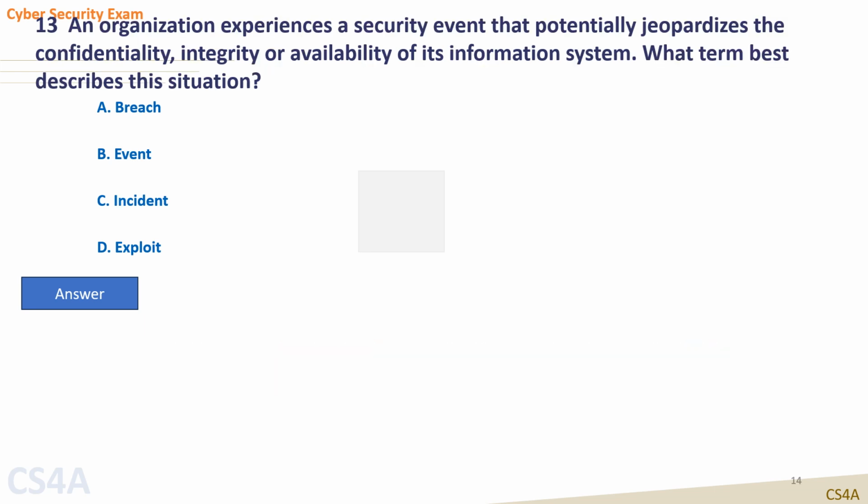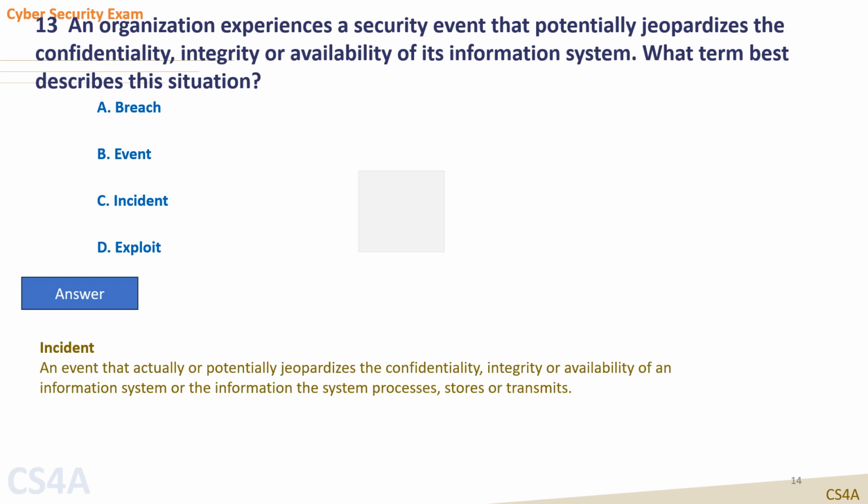So here the question is, an organization experiences a security event that potentially jeopardizes the confidentiality, integrity, or availability of its information system. What term best describes this situation? So the keyword is confidentiality, integrity, and availability. It is going to compromise the CIA triad. So the answer is incident. So as per the definition in the question, option C is the correct one.